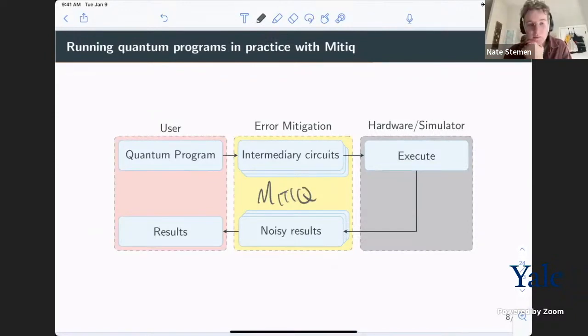We do generally try to be a seamless interaction. We don't want you to do lots of extra work to have to use error mitigation.